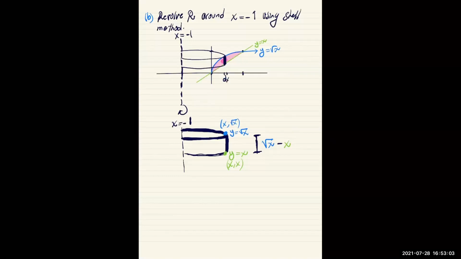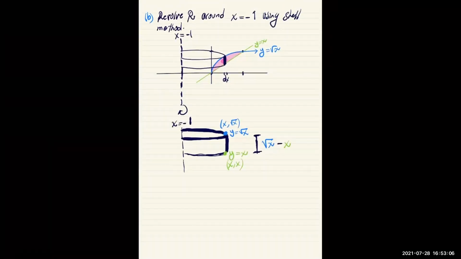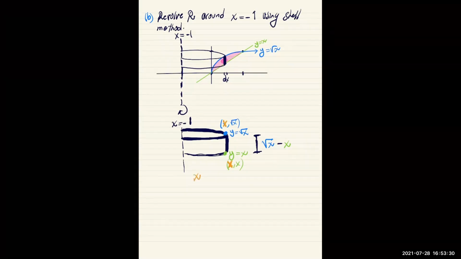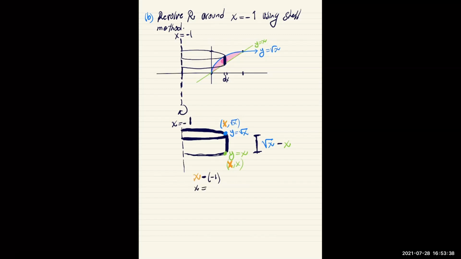Or you could just use the same idea, right minus left. Take the right x value, which is x, minus the left x value, and that thing is 1. And again, I wrote that in orange. Okay, so right minus left. Left is -1. And that gives us, again, x plus 1 as the radius.